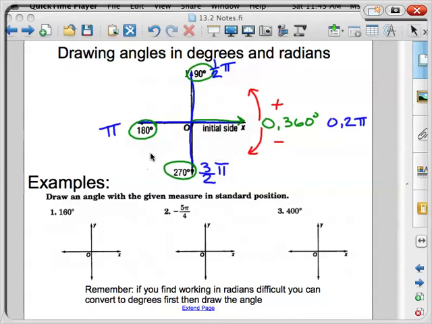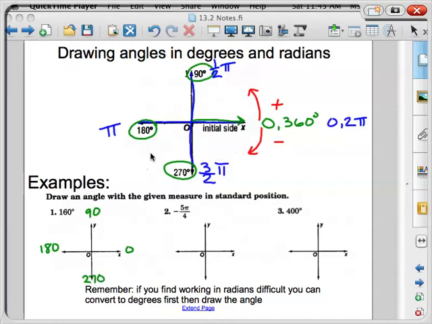Okay, so let's practice some of these. Down here, my first one, I'm supposed to sketch angle measure 160. So I start here at 0. It's a positive rotation. Let's go ahead and mark these so we have an easy way to reference. Straight up, I'm at 90, then 180, and 270.